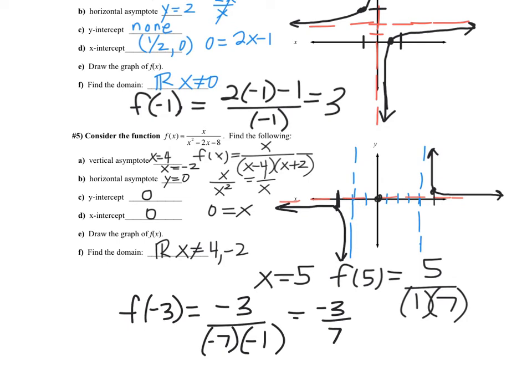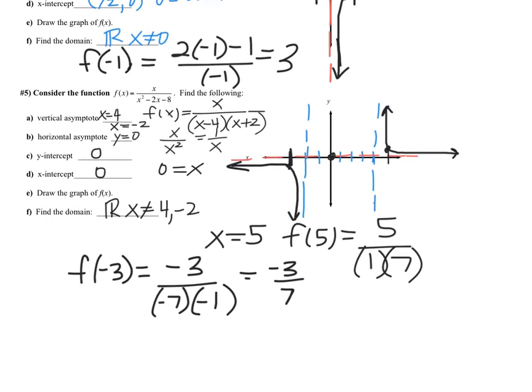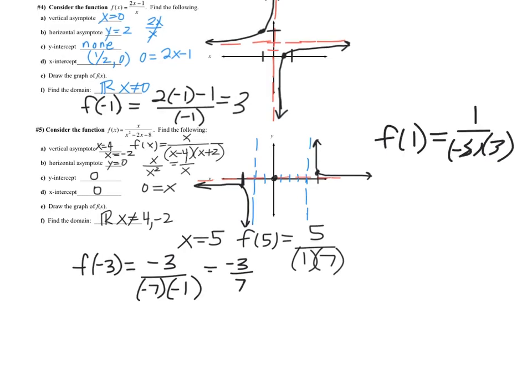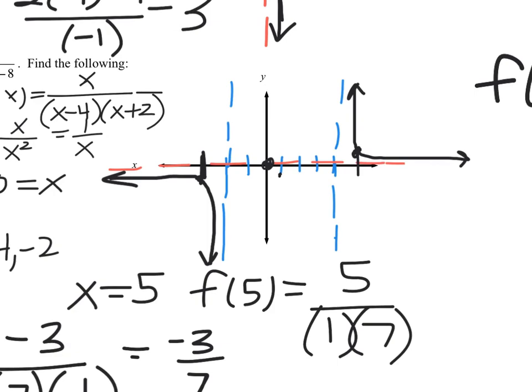So I'm going to have to plug in another couple of points, okay? Yeah. So let's plug in f of 1, see what that's equal to. When I plug in 1, I'll get 1 over 1 minus 4 is -3. And then 1 plus 2 is +3. So I get 1 over -9, so -1/9. So that's going to be down here somewhere.